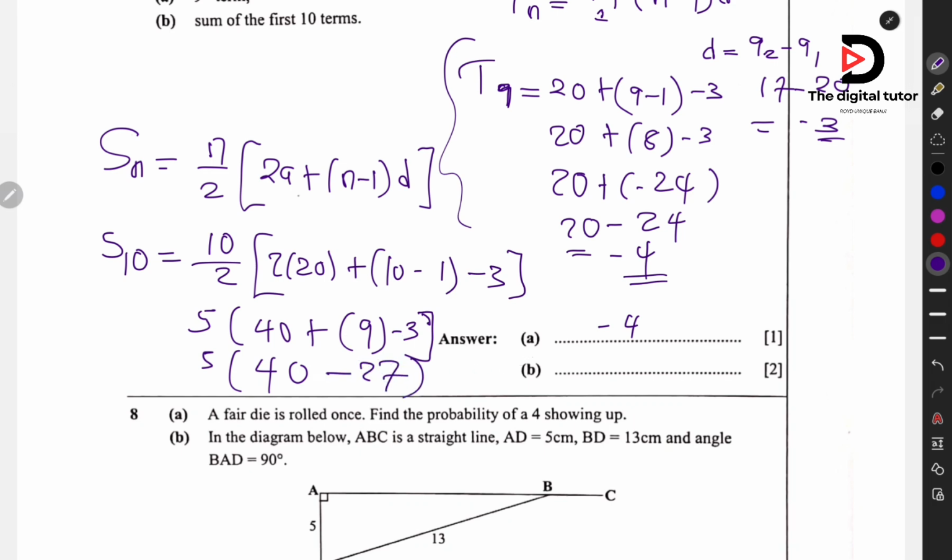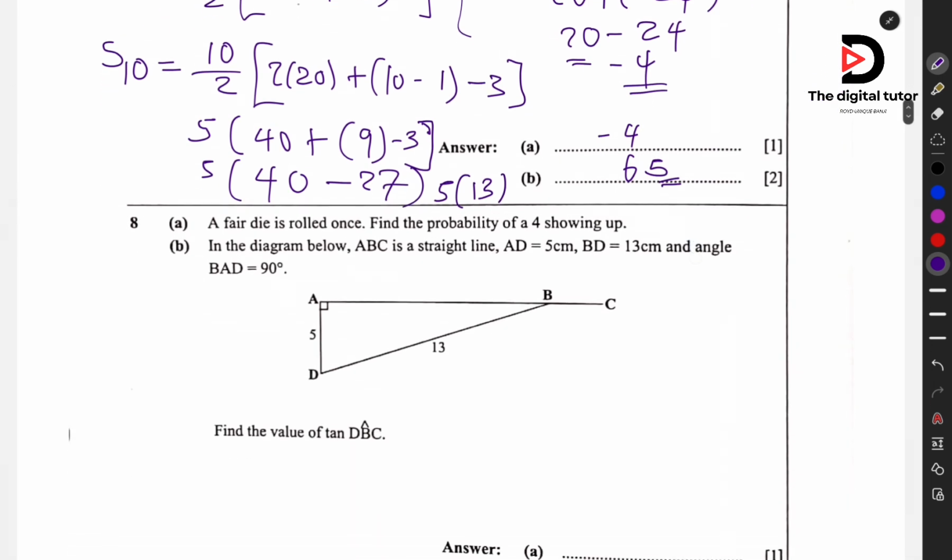So what are we going to have there? Okay, so I should have started on top there calculating. So we are going to have 40 minus 27, which is 13. 13 multiplied by, let me just put here 5 multiplied by 13. And this gives us 65. So that is the answer. That is the sum of the first 10.